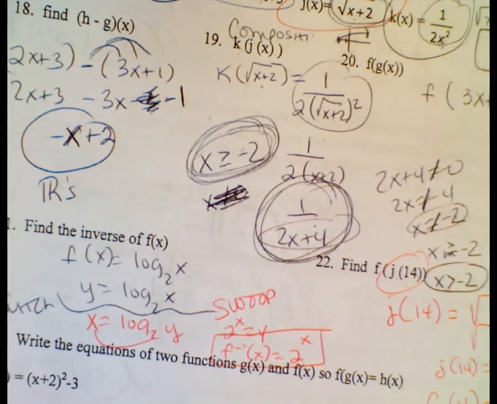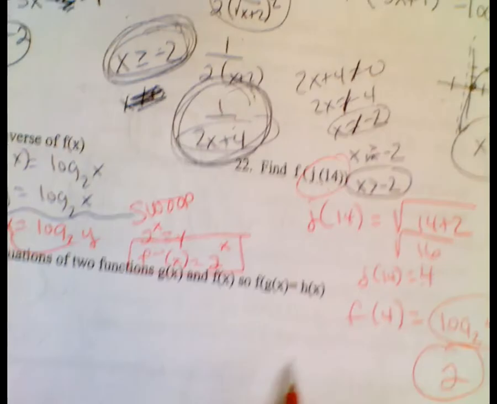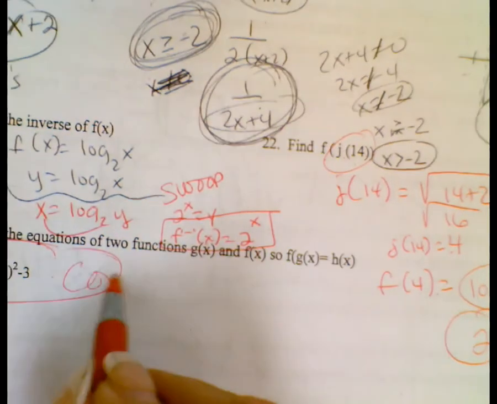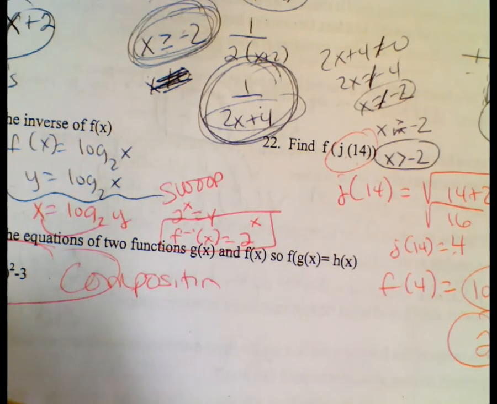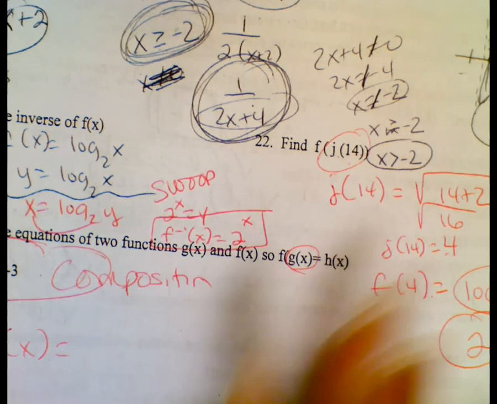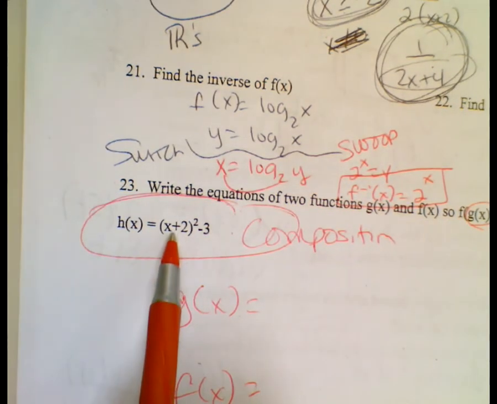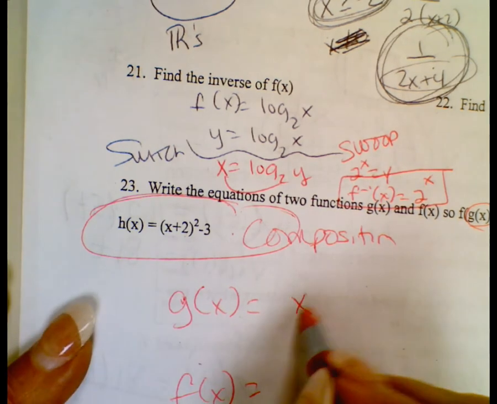And the last problem. Write the equations of two functions g of x and f of x so that f of g of x is equal to h of x. So here's the final composition. This is the final. What were they originally? So we're going to do g of x first, because that's on the inside, followed by f of x. So if you were plugging in a number to x, what would you do first? If I was doing it, I would add 2. So I want you to think of this as x plus 2.